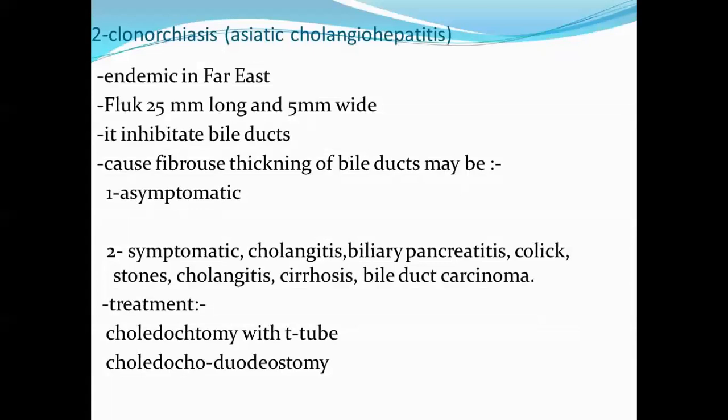What is Asiatic cholangiohepatitis? Now, these are the features of Asiatic cholangiohepatitis. Endemic in the Far East. Fluke 25 mm long, 5 mm wide, inhabiting bile ducts, can cause thickening of bile ducts, may be asymptomatic. Symptomatic cholangitis, biliary pancreatitis, colic, stones, cholangitis, cirrhosis, bile duct carcinoma. Treatment: choledochotomy with T-tube insertion, choledochoduodenostomy.